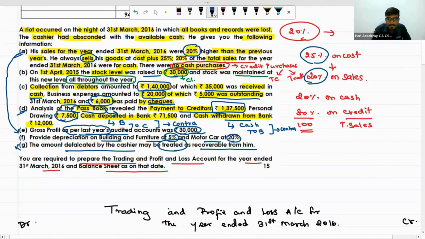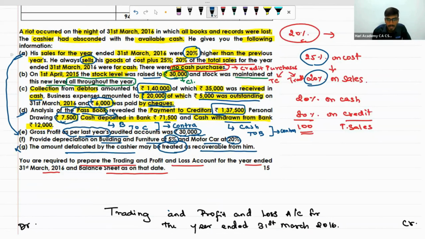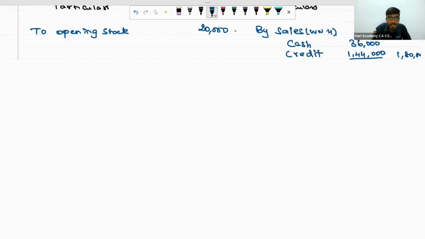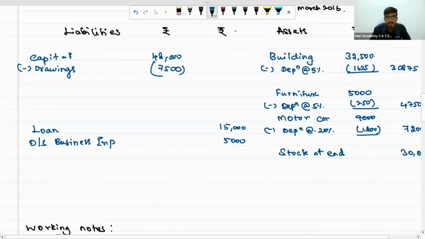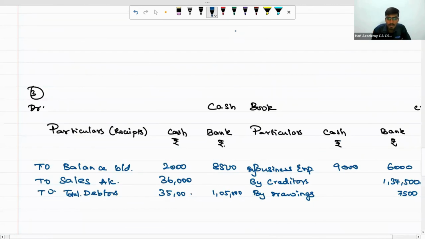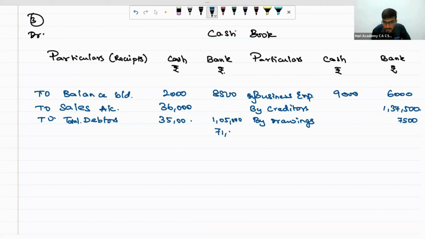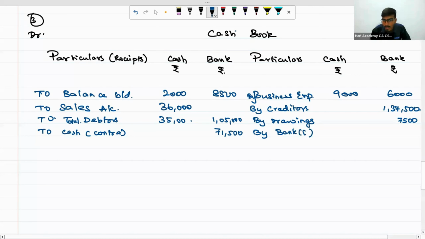After that, cash deposited to the bank. Bank to cash. Bank is on the debit side, correct? 71,500. So in my cash or bank account, I will write 71,500 on the debit side because my journal entry shows cash deposited, correct? So I will write "to cash contra." Then here I will write "by bank contra." I will put 71,500 in cash.